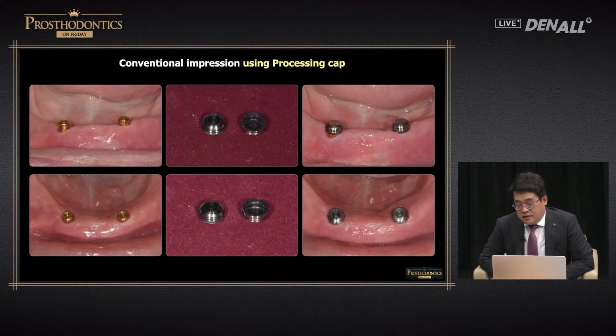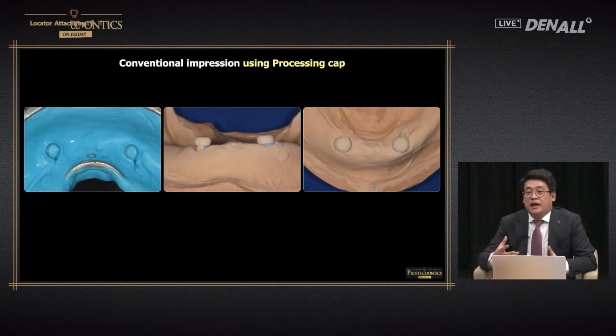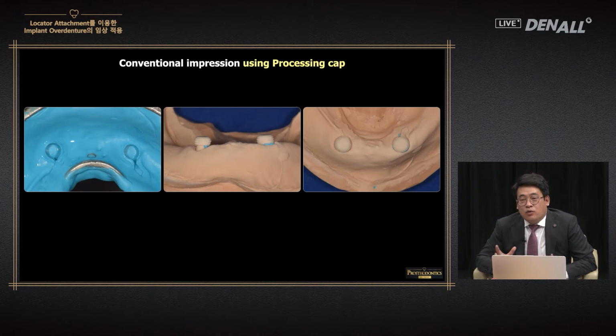Once you take the impression, the bite registration will be reflected on the stone die. And then when you process it on the denture, you block out this area. When you attach the processing cap in the oral cavity, you block out the space where different materials can go in and then proceed with the denture process. If you do this, it will be easier to attach it within the oral cavity.